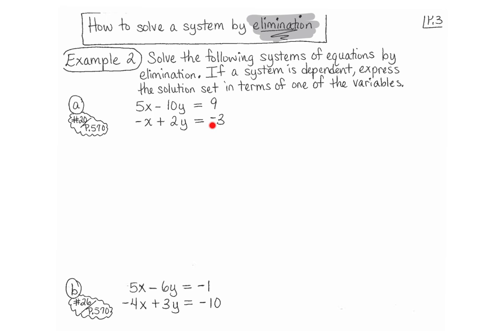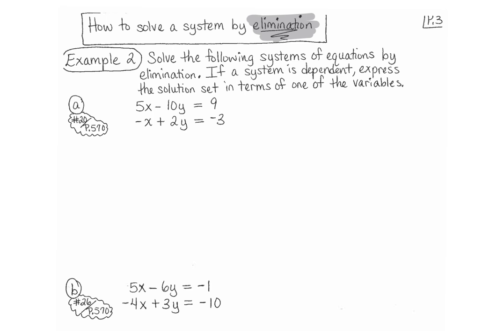Now, when you solve by elimination, elimination means you're getting rid of something, right? So if we're solving by elimination, that means we want to get rid of one of the variables. If we're getting rid of one of the variables, that means that one expression has to be the opposite of the other expression.